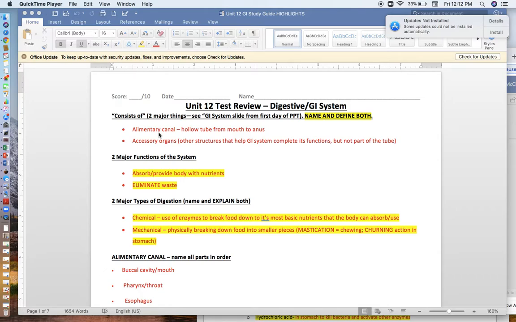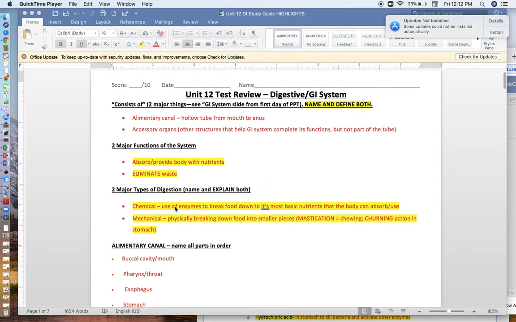Two major functions of the system, and there are way more than this, but if we can boil it down to the two most important things the system does, it is to absorb nutrients into the bloodstream because your body needs those nutrients to survive, and to eliminate the waste products. So everything that you eat isn't going to be used, so we have to get rid of some of the waste as well. Two major types of digestion.